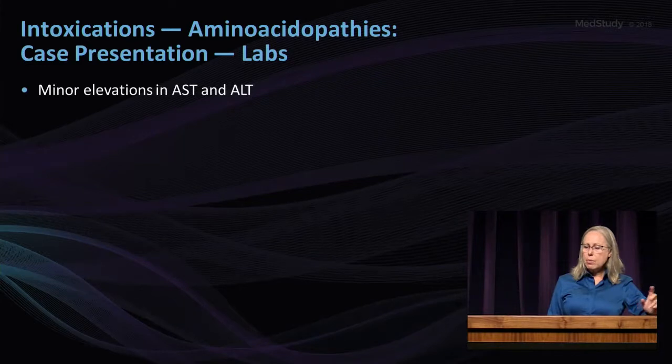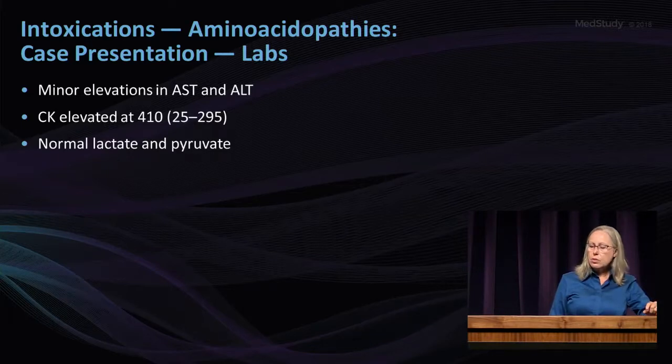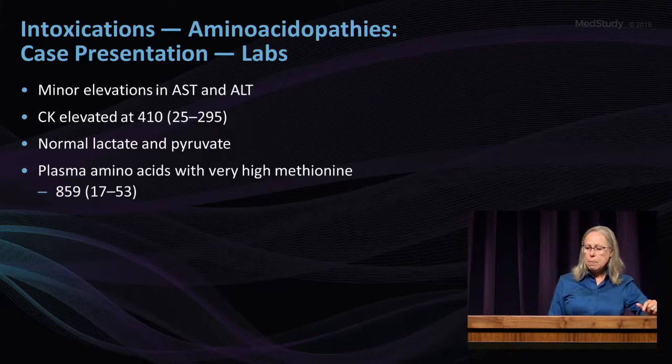His labs come back with minor elevations of AST and ALT. His CK is mildly elevated at 410. He has a normal lactate and pyruvate. Plasma amino acids have a very high methionine at 859 with a normal high of 53.